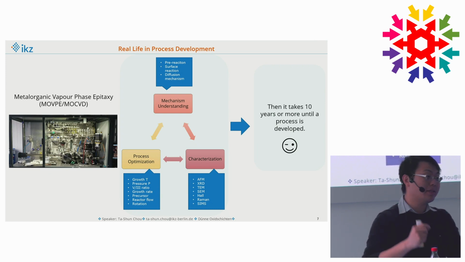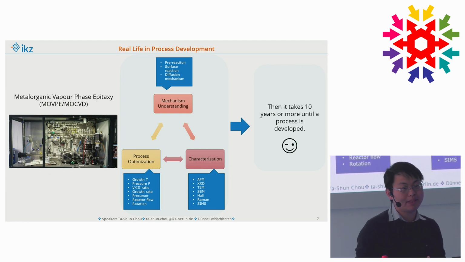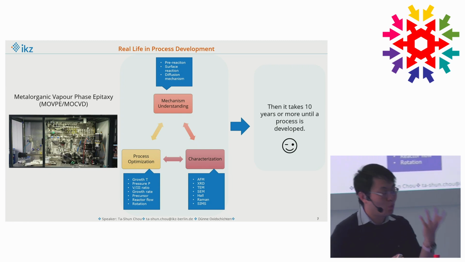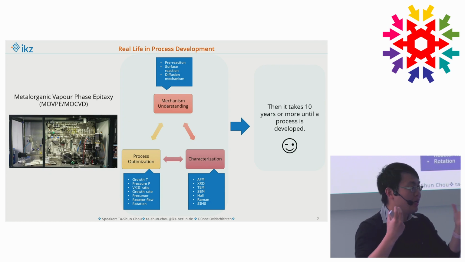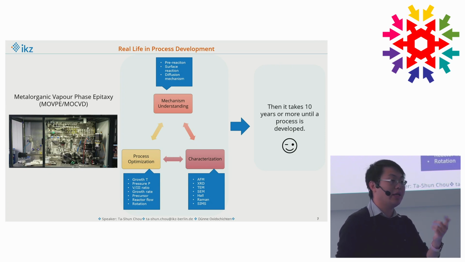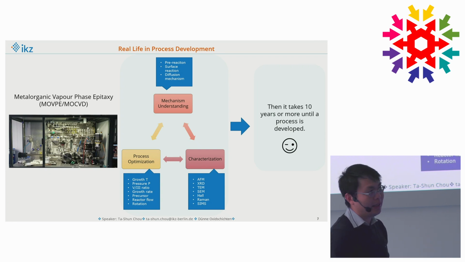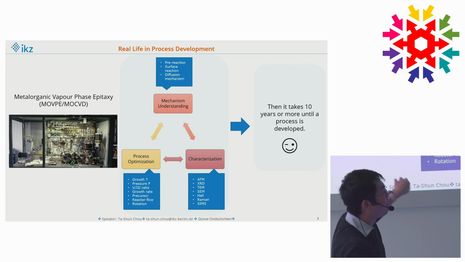And this set of parameters can consist of maybe 10 growth parameters: temperature, pressure, rotating speeds, the ratio between different precursors, and for example, the gas flow in the chamber. Each parameter will have influence on your layer, the final property of your layer.